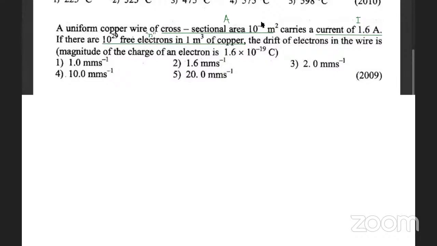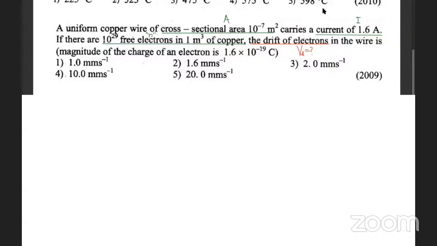The drift velocity of electrons. They are asking us to find out Vd. I don't write V because V normally stands for voltage. It's better to use the subscript, because it will be easier for us to understand.